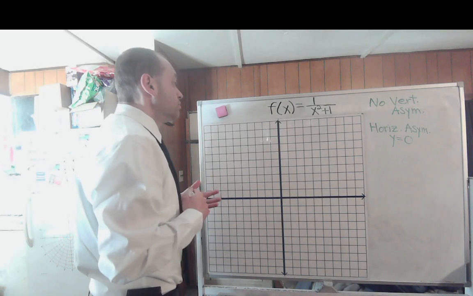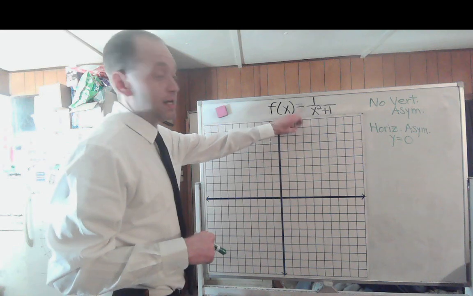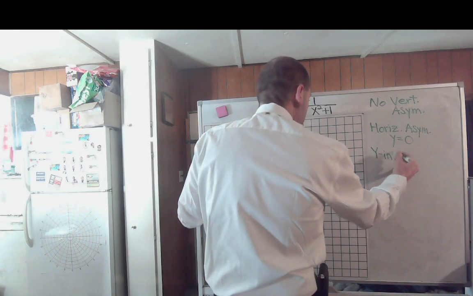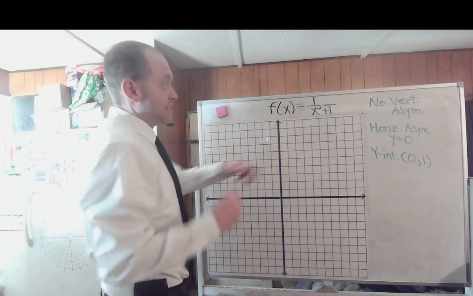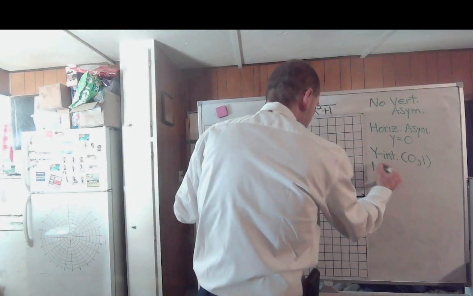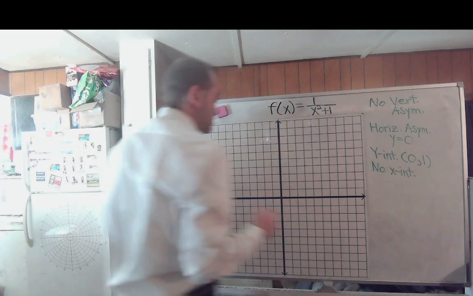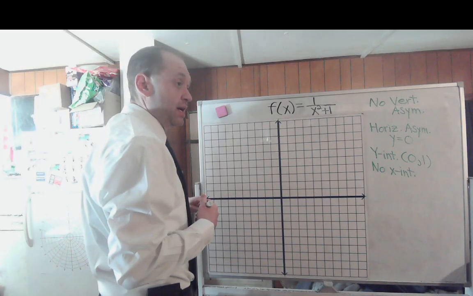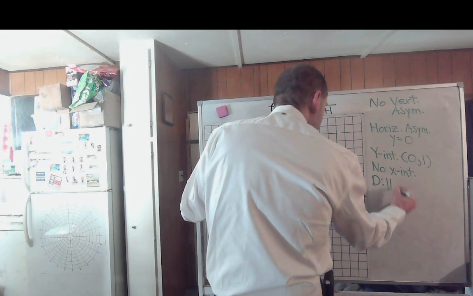Now, let's see here. What about intercepts? Well, y-intercept, you put in 0 for x, you would get a y-intercept at 0, 1. So we do actually have a y-intercept at the point 0, 1. How about x-intercepts? Set 1 over x squared plus 1 equal to 0, you would get 0 equals 1, which is false. So you don't have an x-intercept. Alright. So if we have no vertical asymptote, what does that mean for the domain? That means your domain is actually the entire set of real numbers.